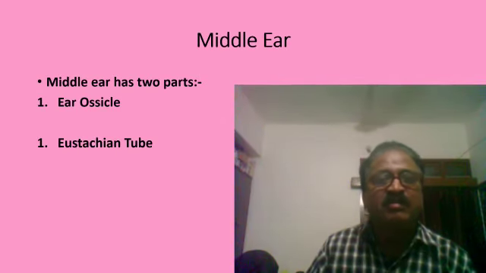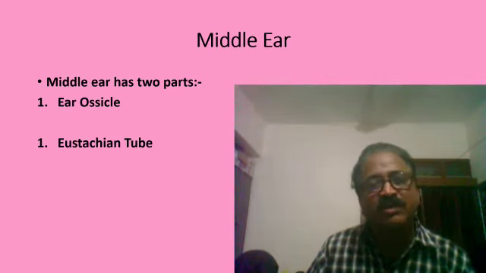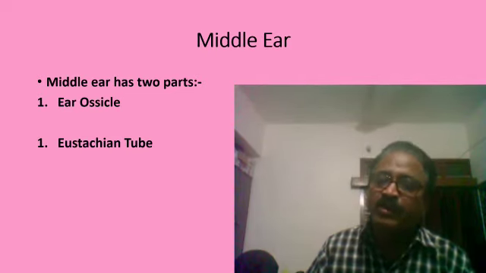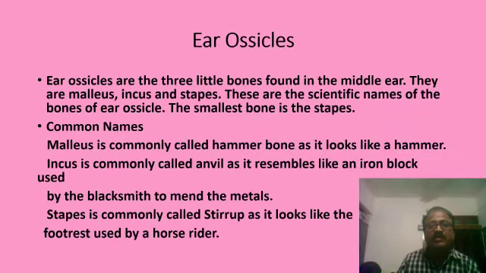Come to middle ear. Middle ear has two parts, ear ossicles and eustachian tube. First we will discuss ear ossicles. Ear ossicles are the three little bones found in the middle ear. They are called malleus, incus and stapes. These are the scientific names of the bones of the ear ossicles. Among them, the smallest bone is the stapes.